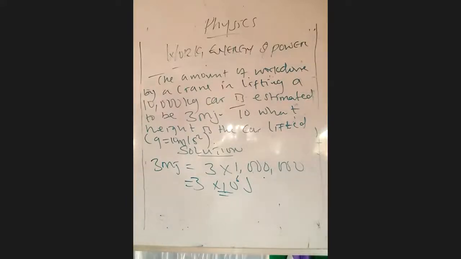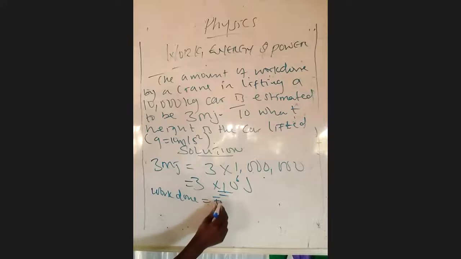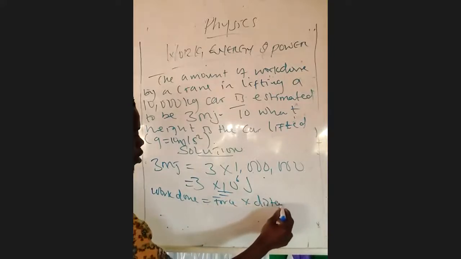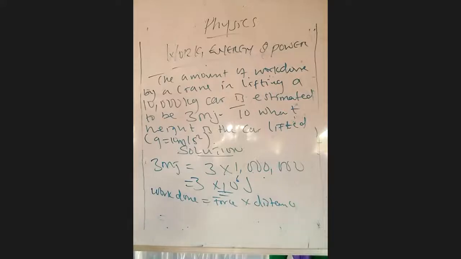To find the work done, our work done is equal to force times distance. But they said the amount of work done by a crane in lifting a 10,000 kilogram car is estimated to be 3 megajoule. So there will be an opposing force from the car, because when the crane is trying to lift the car up, the car exerts an opposing force toward the crane.